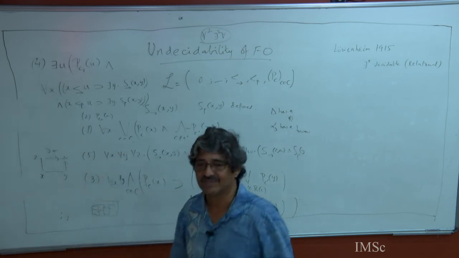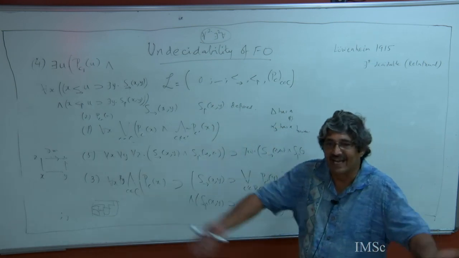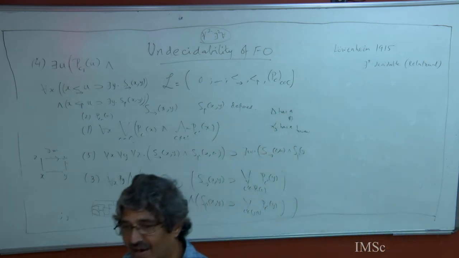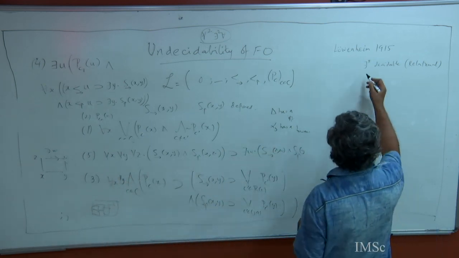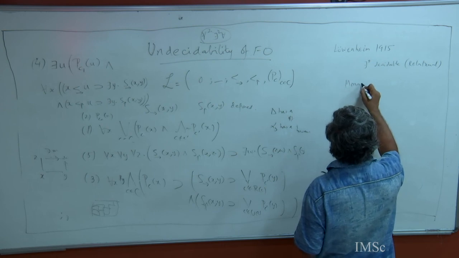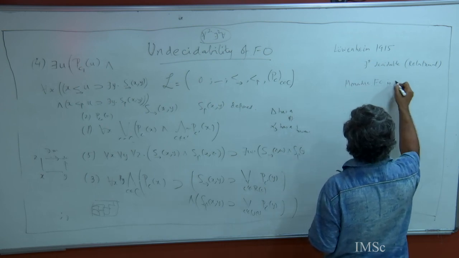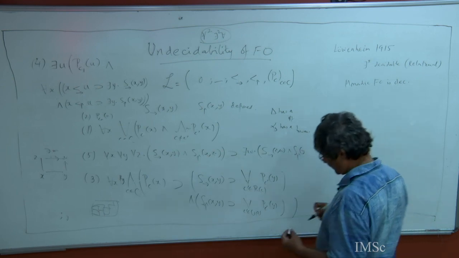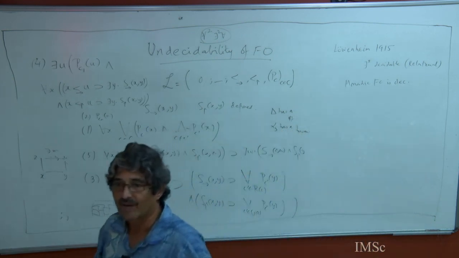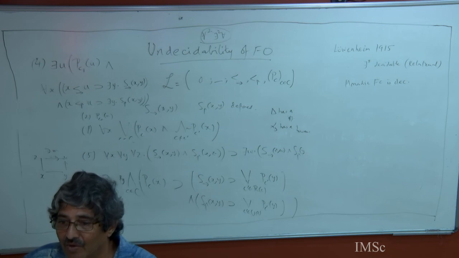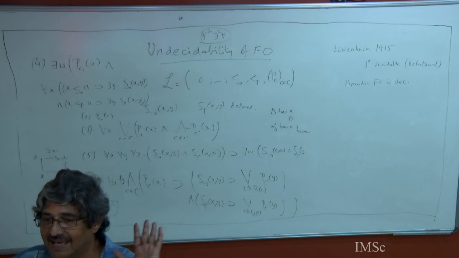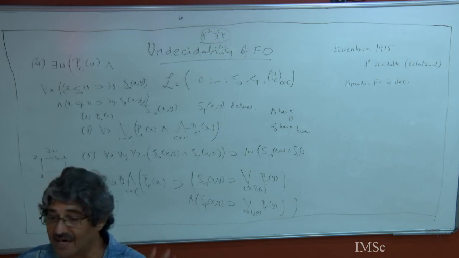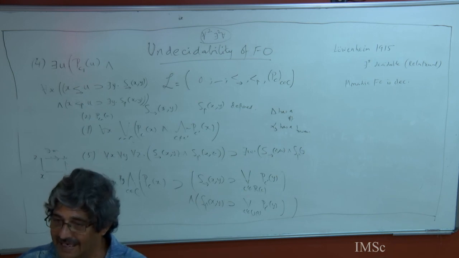So you can make a guess and then go for the rest of it, and you can try to guess a model. And then it was also shown that monadic FO is decidable. What is monadic FO? You have only unary predicates, no binary relation at all, right? So you have only sets, no relation whatsoever. And that is decidable.